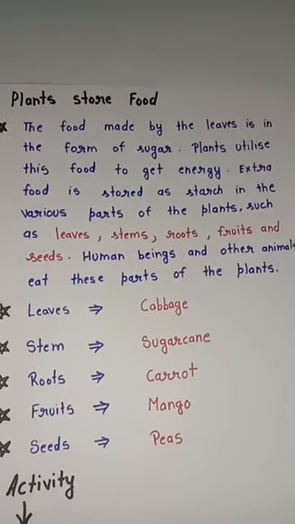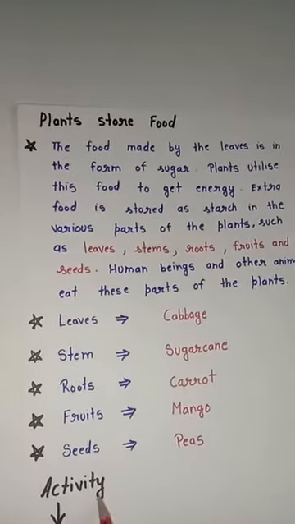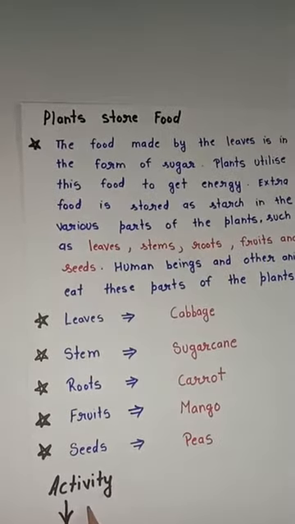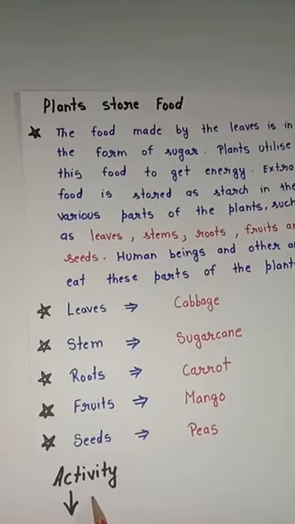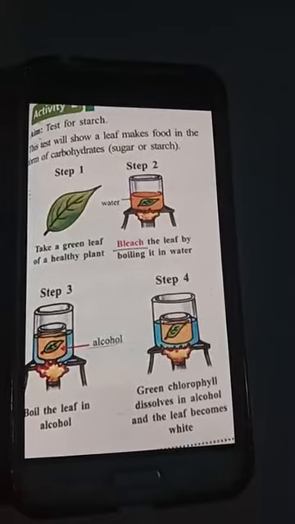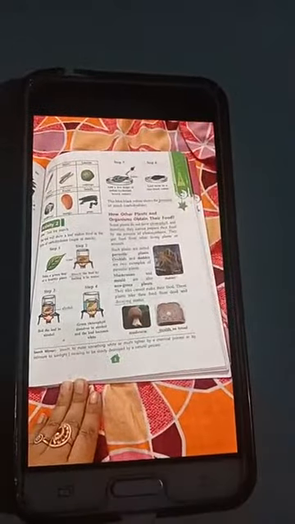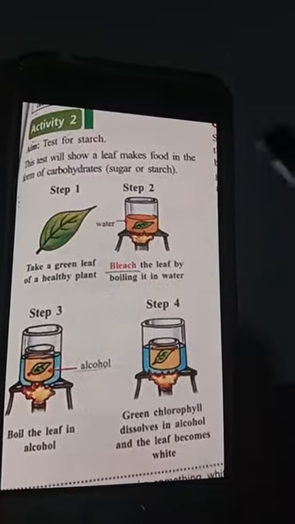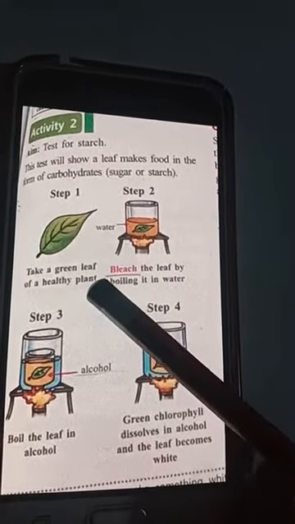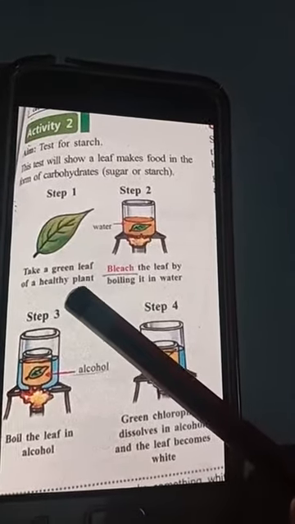Yes, students, now it is time to do an activity. By this activity, we will test for starch. How much starch is present in a leaf or in any product? Now let's continue with how we have to do this activity. Our aim is to test for starch. Step 1: first of all, take a green leaf of a healthy plant.